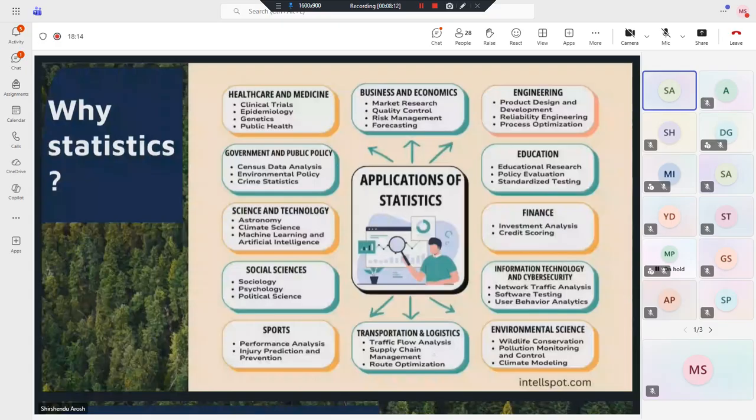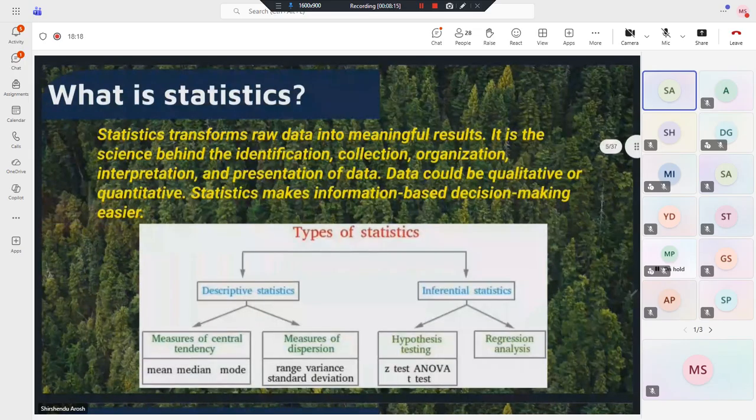Now, if I give a basic introduction or definition of statistics: statistics transforms raw data into meaningful results. That is the basic requirement. As I told you, you have a huge amount of data, so how are you going to use that data? That's why statistics gives you a way to turn raw data into meaningful results.